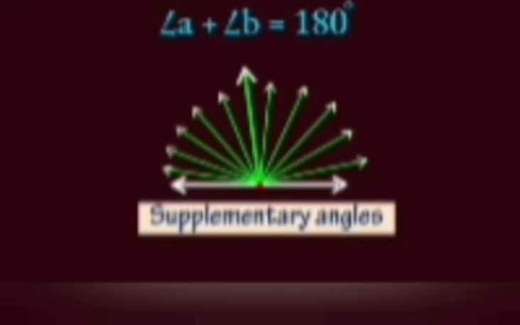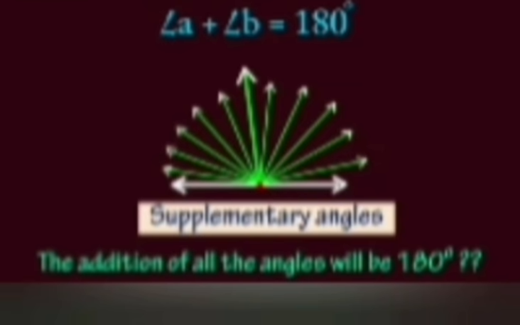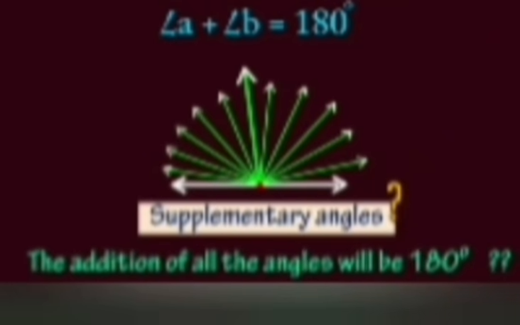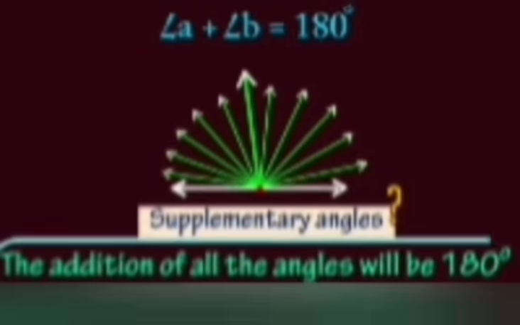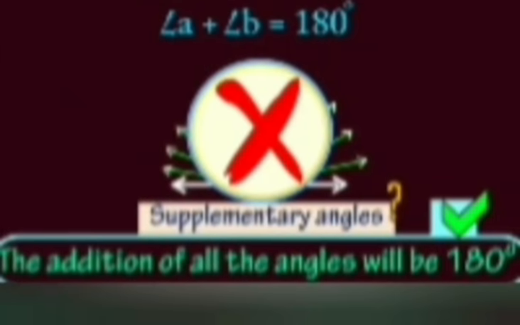What about if there are many angles on a straight line? Are they still supplementary angles? Think of it. The answer is no. They will not be called supplementary angles, because supplementary angles are only two angles and here there are many angles, so they will be called angles on a straight line. So whenever there are more than two angles on a straight line, they will be called angles on a straight line.